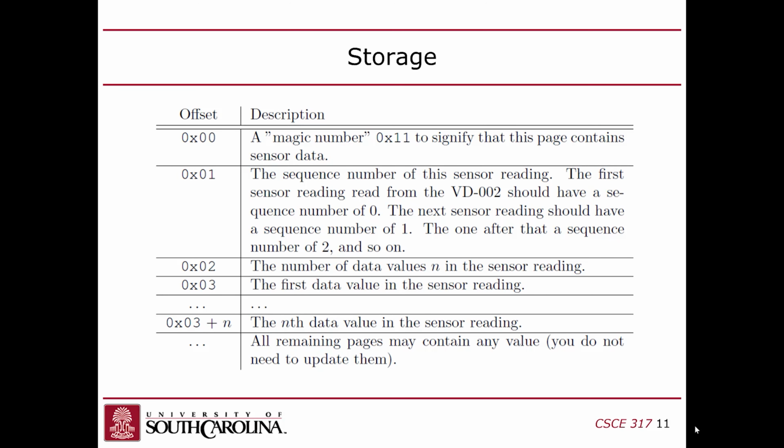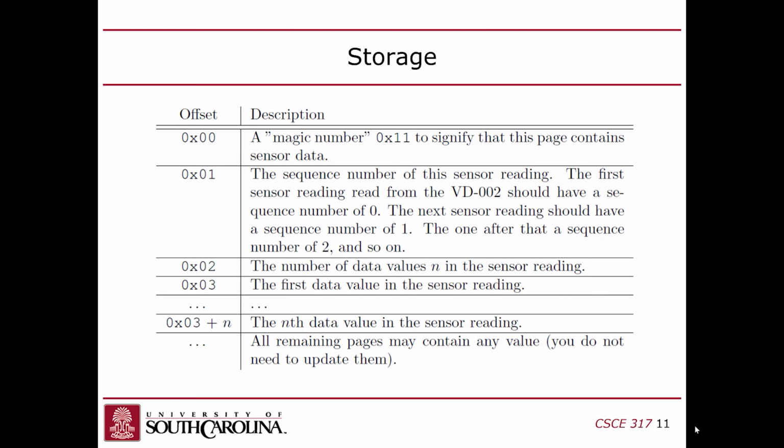Lab 3 requires that each multi-byte sensor reading must be stored into separate pages using the format that is shown on the slide. So each sensor reading, each page rather, starts out with a magic number in its first byte at offset 0. A magic number is a way to signify to a reader what the format or content of the page is. This is pretty typical whenever you store binary data to a file or to storage. The magic number is 11 in hex.